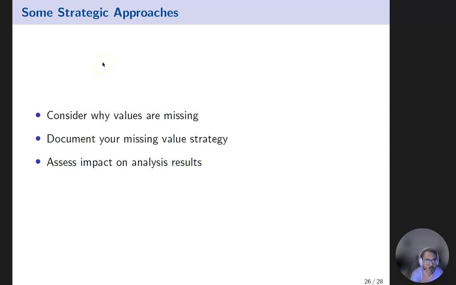Now, you have a data set and you see that there are missing values. This is where it gets more art than science. There are several different strategies that you can take. But first, you need to understand why the missing values exist in the first place. Now, that can happen for several reasons.